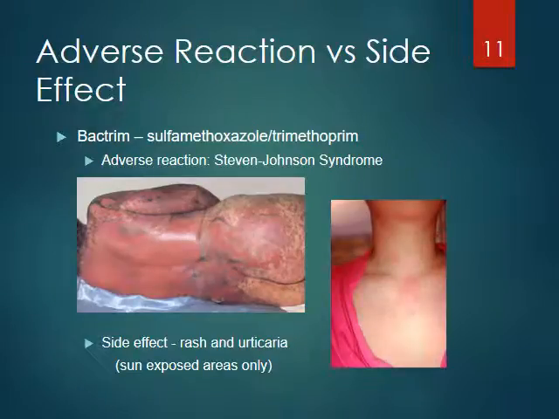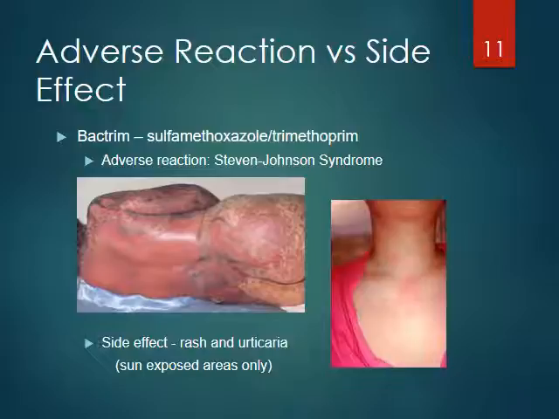Again, looking at the comparison between adverse reactions versus side effects, typically adverse reactions you would really consider to be a much more severe kind of reaction that is usually requiring some sort of intervention. So again, looking at the use of a drug called Bactrim, that's the brand name. The generic name is a combination of sulfamethoxazole and trimethoprim. This is an antibiotic that's used quite frequently for skin infections, used for potential UTIs, lots of different things.